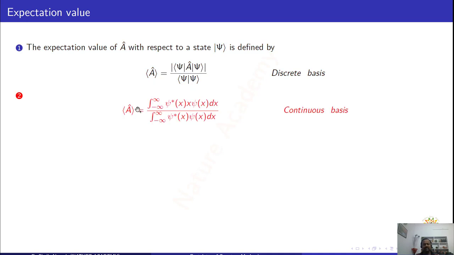We can also write this expectation value of A bar, the expectation value of the operator A, as integration of psi star of x into A psi of x dx, divided by the normalization parameter, that is integration of psi star of x into psi of x dx. So this is for continuous basis.